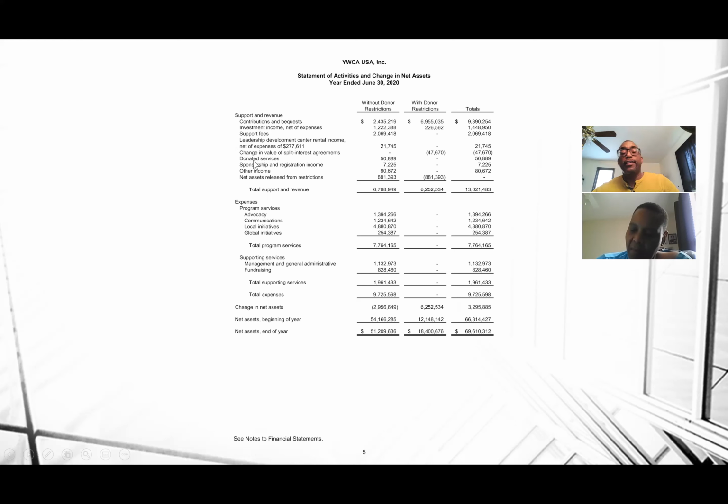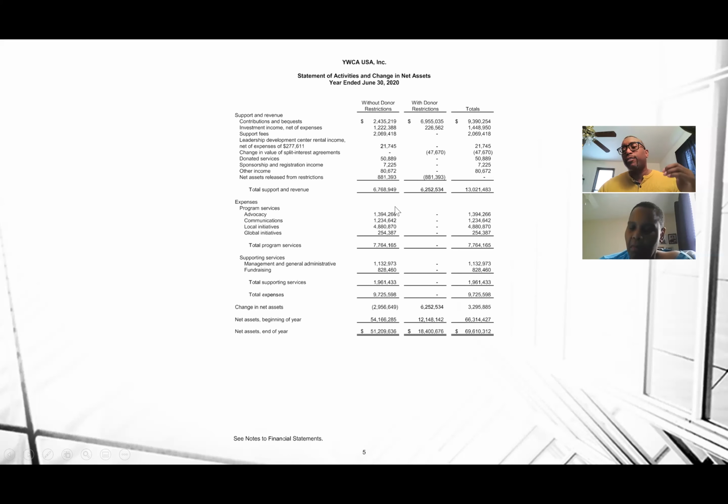Donated services. This is another benefit to nonprofits. You don't just have to receive cash, but suppose someone has a skill that you can't afford to pay for. You can have those donated services, like a lawyer or accountant, and record the value that you normally would pay for. You can record that as a donated service, and then you would also include it as a donated service expense.